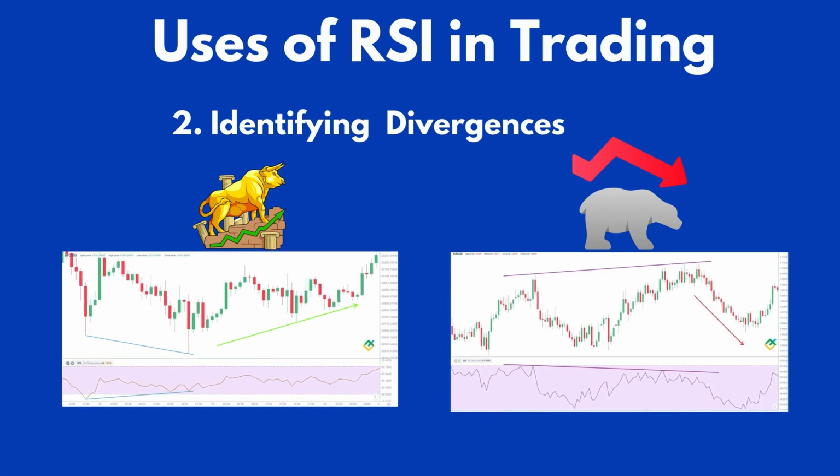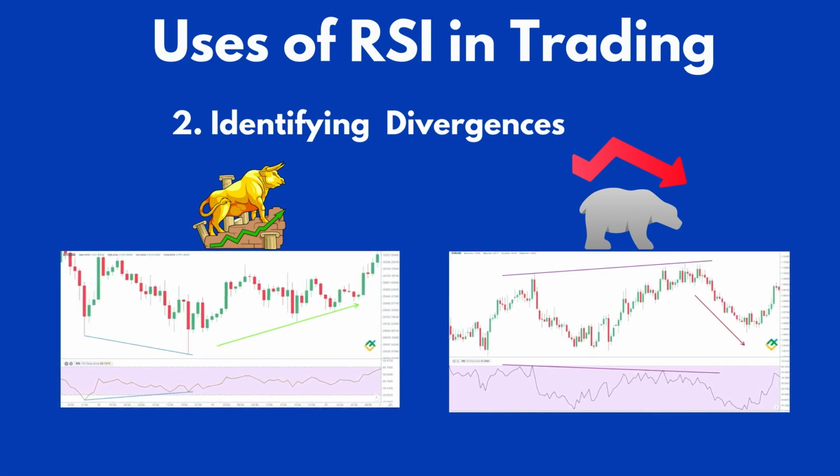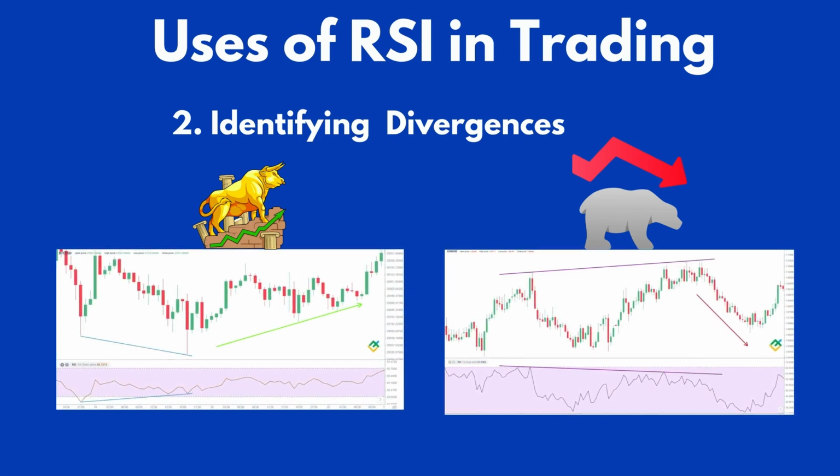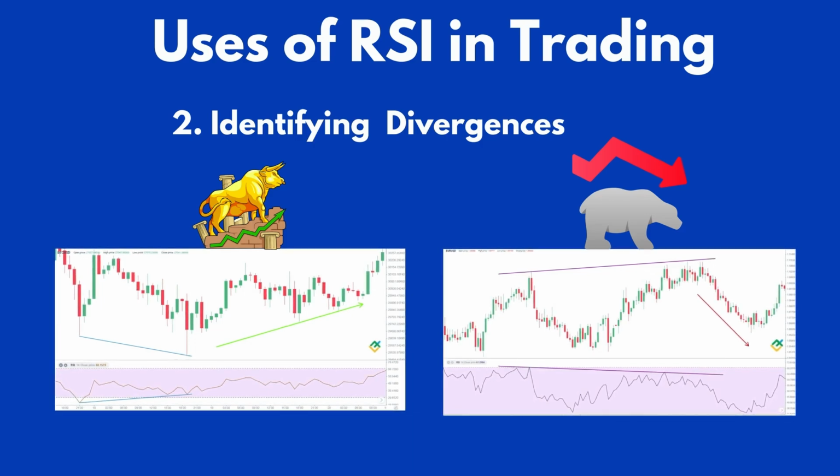On the other hand, a bearish divergence, seen in the top right of the graph, happens when the price makes a higher high, but the RSI fails to confirm by making a lower high, indicating a slowdown in bullish momentum.